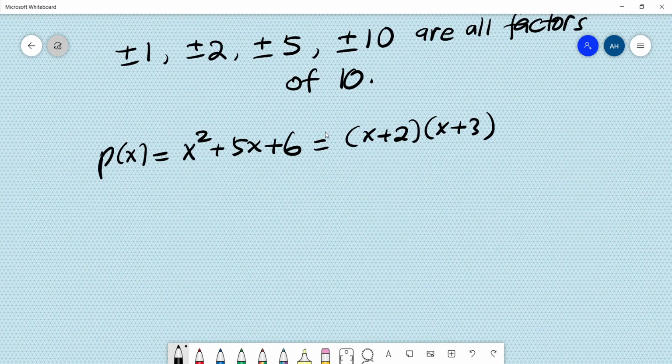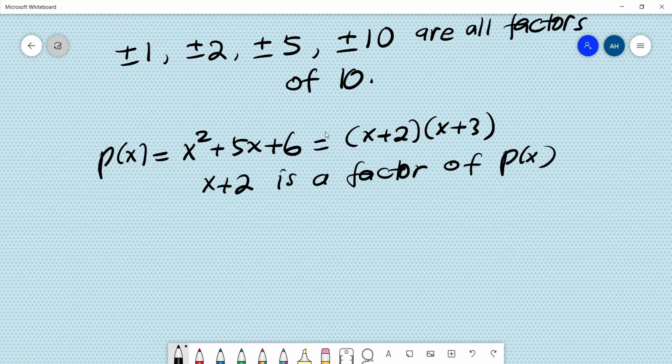Thus we say that x plus 2 is a factor of P(x). Now the same thing for x plus 3, that is x plus 3 is also a factor of P(x).